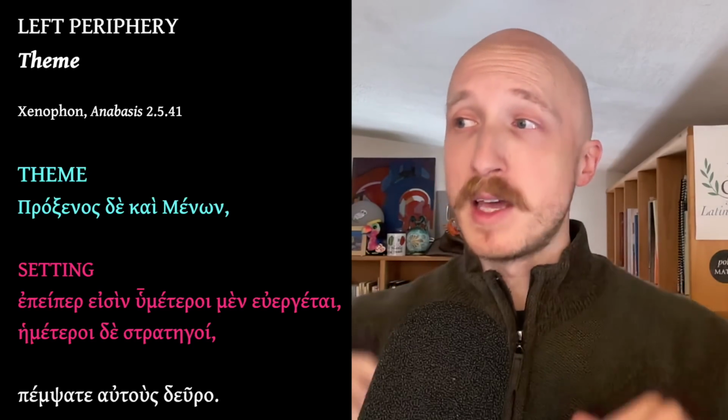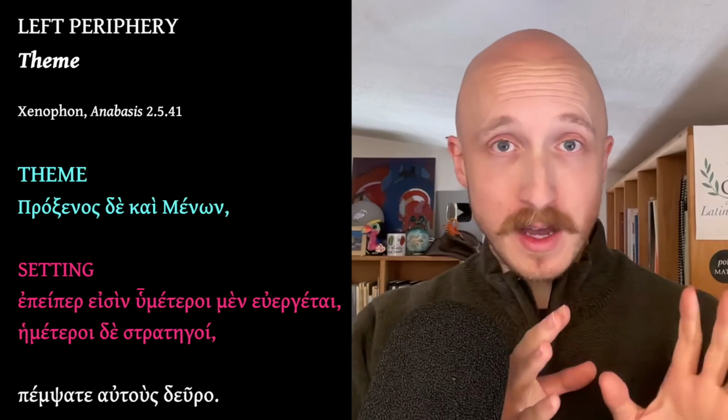And finally, pempsate autous deuro. Verb, and then a given topic is the autous deuro. One more item on the right periphery is something called a tail.